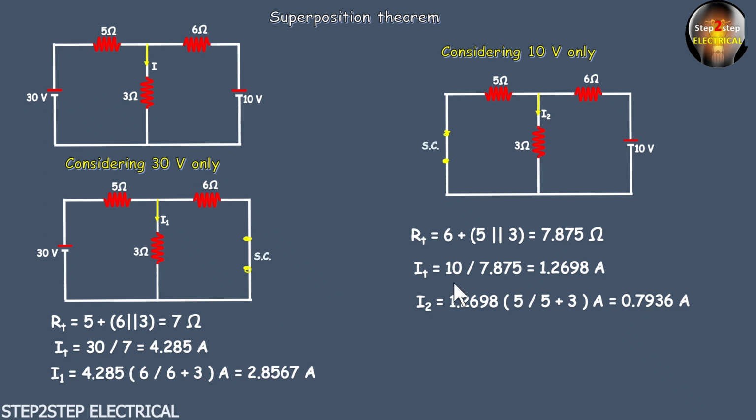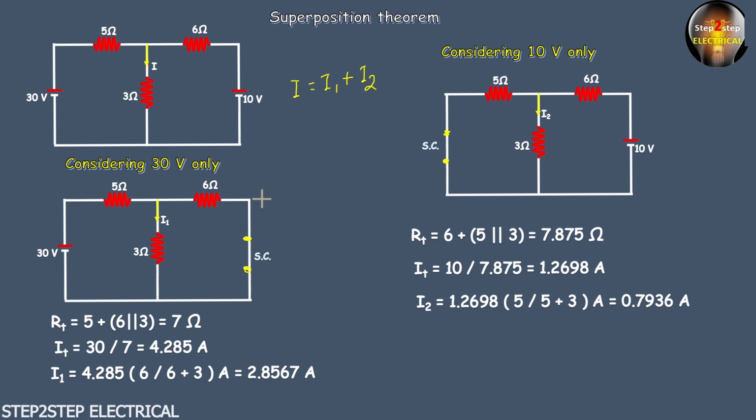After obtaining this I1 and I2, we have to think. According to the superposition theorem, the total current I is the algebraic sum of the currents we have obtained after considering only one source at once and replacing the other source by its internal resistance. In the first case, we found I1 equals 2.8567, and in the second, I2 equals 0.7936. So it is going to be the algebraic sum. Most of the time we get confused: either I1 plus I2, or I2 minus I1, or I1 minus I2.